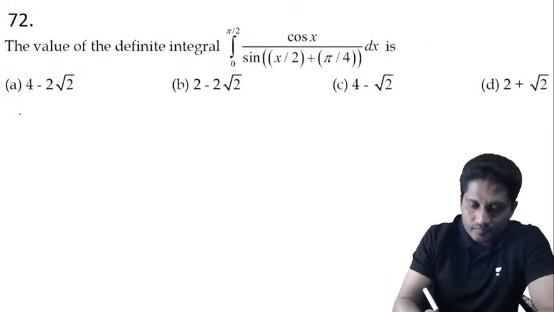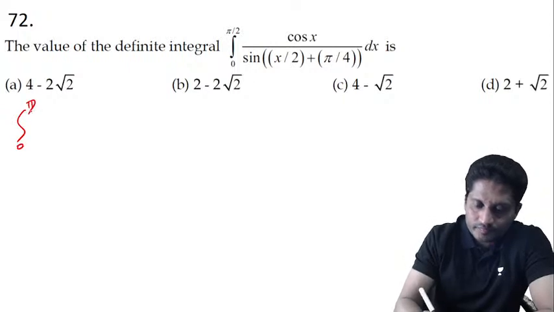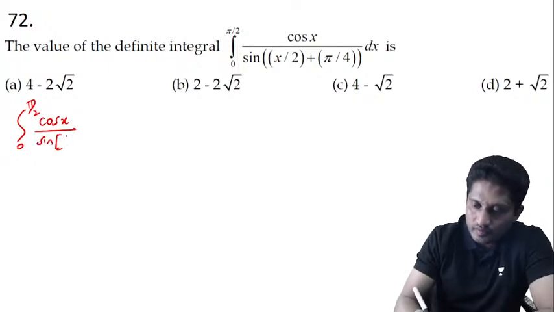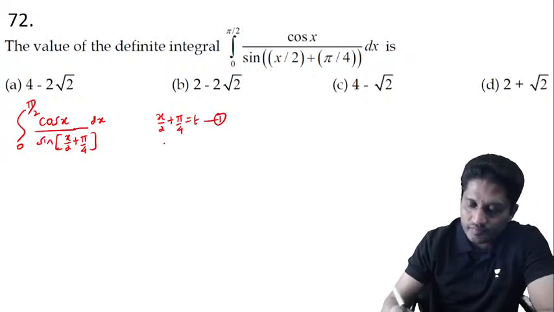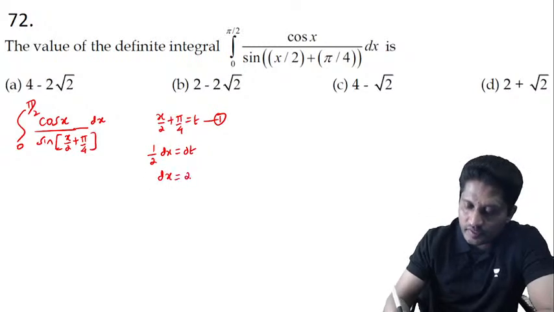Okay, now listen. This is integration 0 to pi by 2 of cos x divided by sine of x by 2 plus pi by 4, dx. Okay, I'm going to put x by 2 plus pi by 4 equal to t. Right, you call it equation 1. Differentiation of x by 2 is 1 by 2 dx is equal to dt. If I cross multiply, you get dx is equal to 2 into dt.